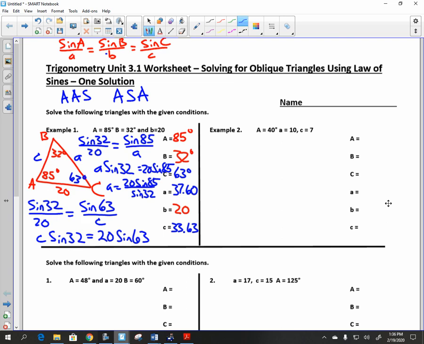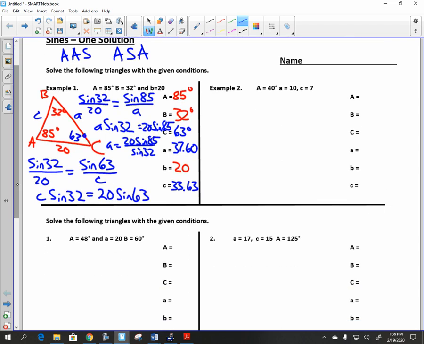Please look at example number 2 over here. Let's draw out the triangle. I have A, B, and C. A is 40 degrees. Do I know what this side is? This is 7. It's side C. It's across from angle C. Do I know what this side is? 10. Do I know what this side is? Nope. So I'll label 40 degrees, I'll label 7 for side C, and I'll label 10 for side A.